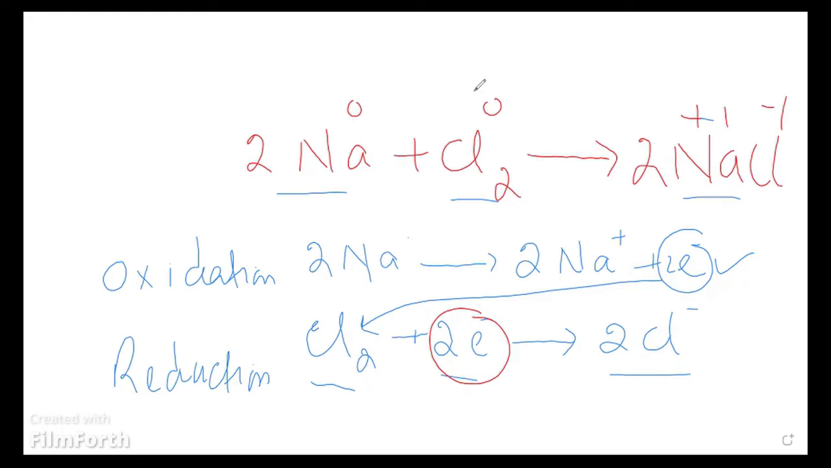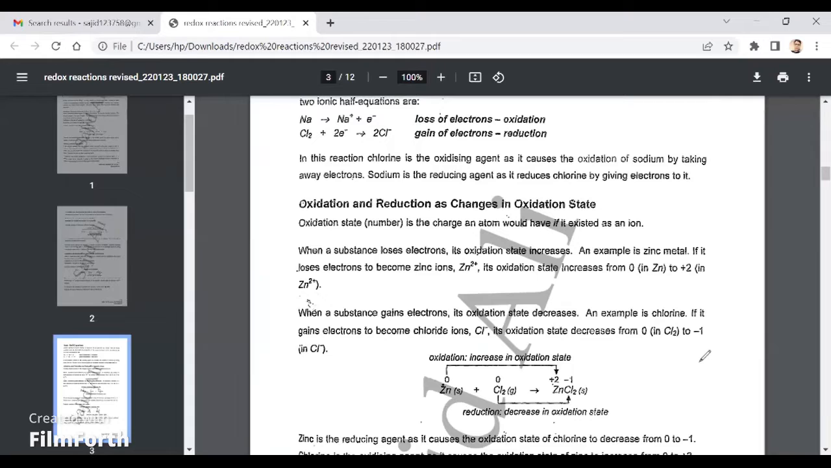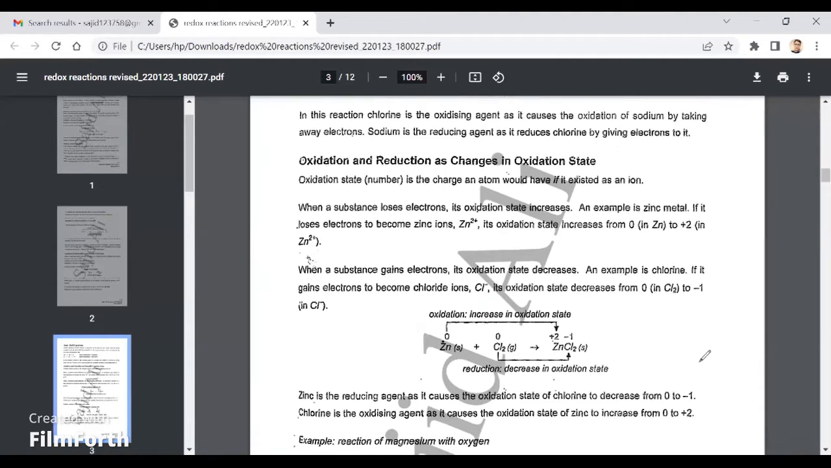Now next, you can see here oxidation and reduction as changes in oxidation state. We have already discussed this. Oxidation state or oxidation number is the charge an atom would have if it were an ion. When a substance loses electrons, its oxidation state increases. An example is zinc metal. If it loses electrons to become the zinc ion Zn2+, its oxidation state increases from 0 to +2. So this is oxidation.